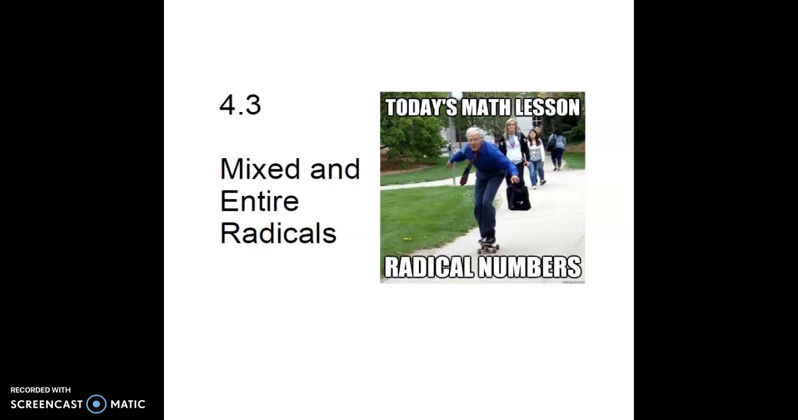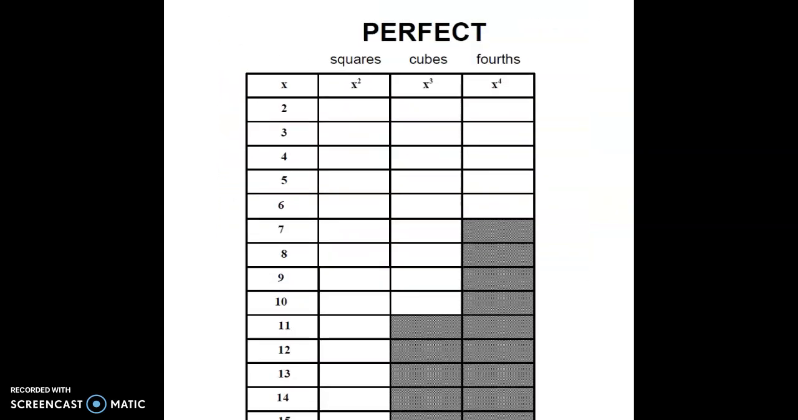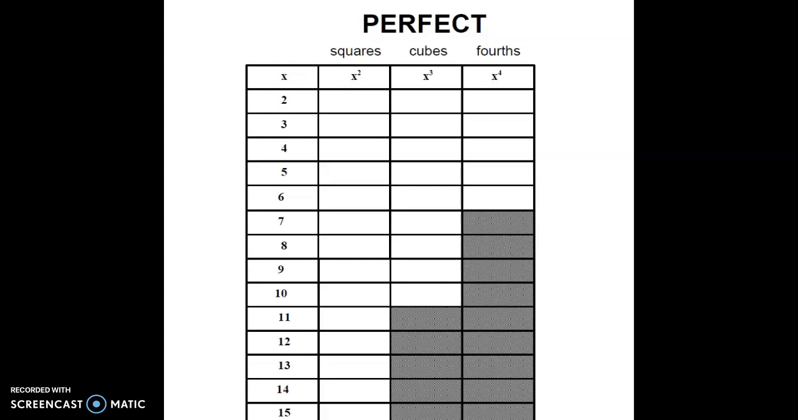So today is 4.3, and that's mixed and entire radicals. So we're just going to do the first part with mixed radicals today. Okay, so here's a chart about perfect numbers. So we're going to learn about perfect squares, perfect cubes, and perfect fourths, and so on. There's many more, but these are the ones we're going to focus on.